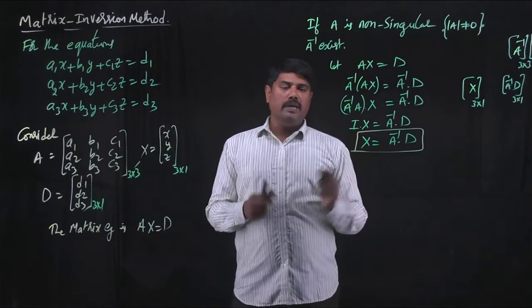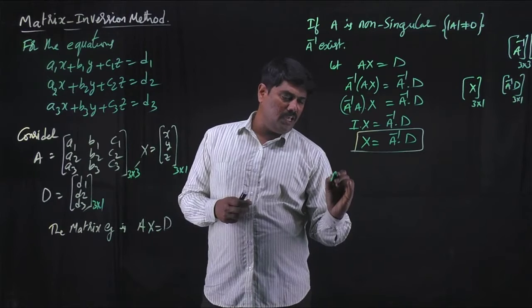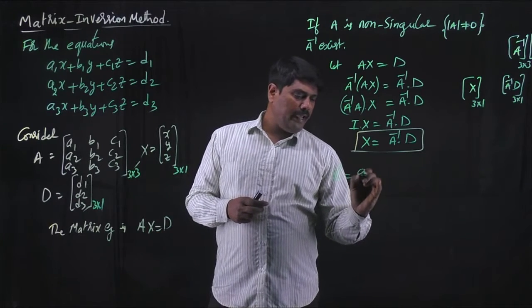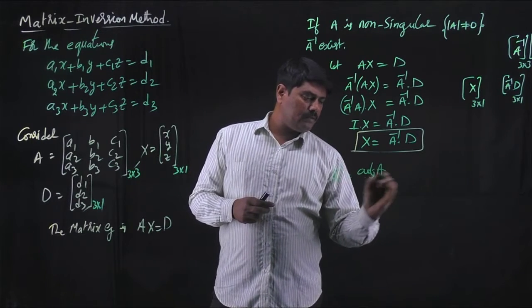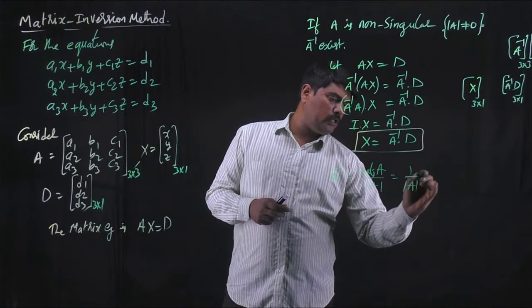Here, how can we find the A inverse for a given A? We have the formula A inverse is equal to adjoint A by det A, or you can write that as 1 by det A into adjoint A.